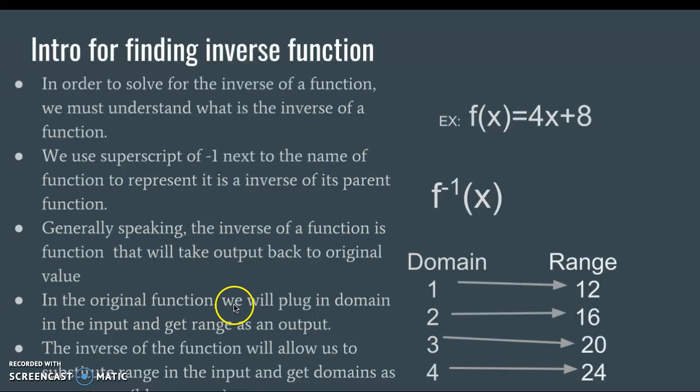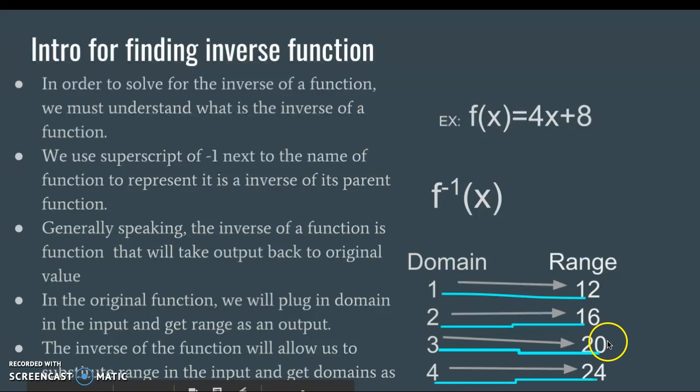So in the original function, we plug in the domain as the input and get the range as output. However, the inverse function allows us to substitute the range as the input and get the domain as the output, so it's like getting back to the original value. If we substitute 12 into our inverse function, which we haven't found yet, we will get 1 as our output. Same with 16, 20, and 24. We just substitute these numbers into our new function, and we'll get back to the original values.